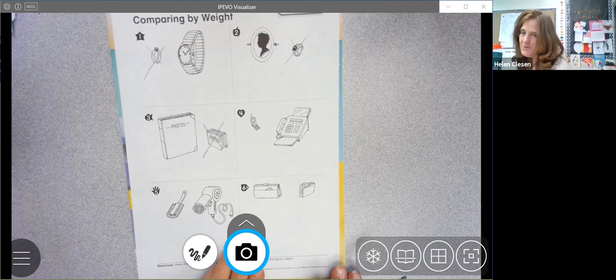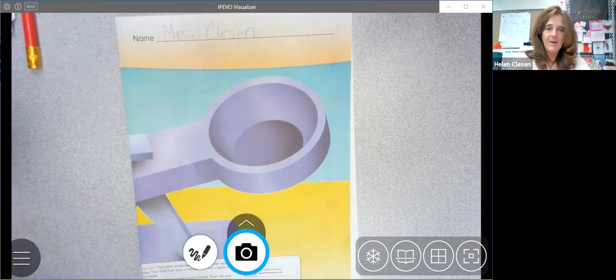Now, I want you to go and try to find some objects at home. And when you find some objects at home, you can tell mom or dad or sister or brother which objects are lighter or which objects are heavier. Compare 2 items and tell which one is lighter and which one is heavier. You could pretend you're the scale and you could hold them both and play the game at home and talk about heavier and lighter.